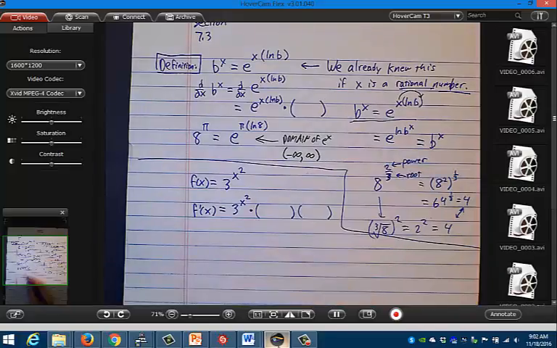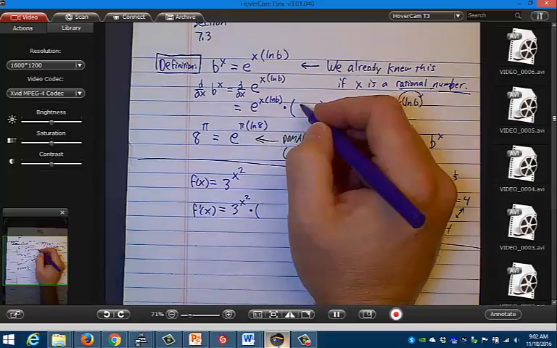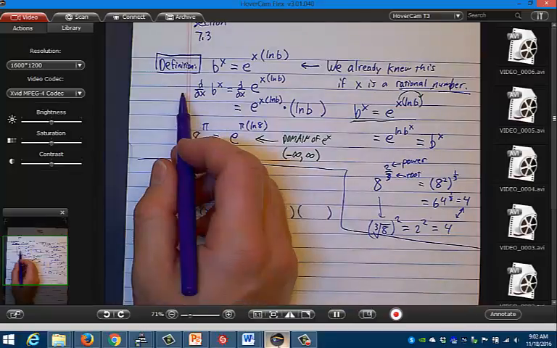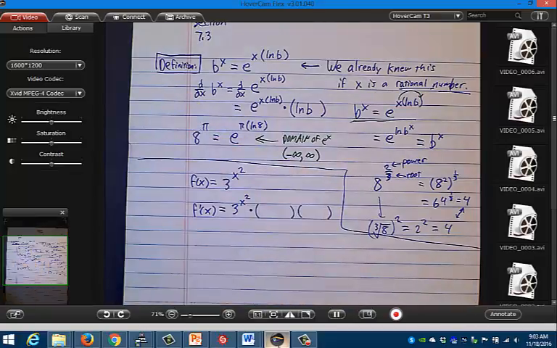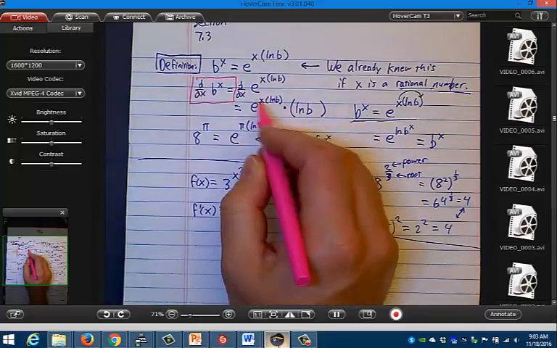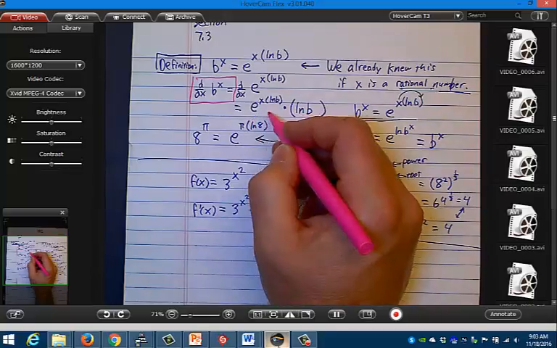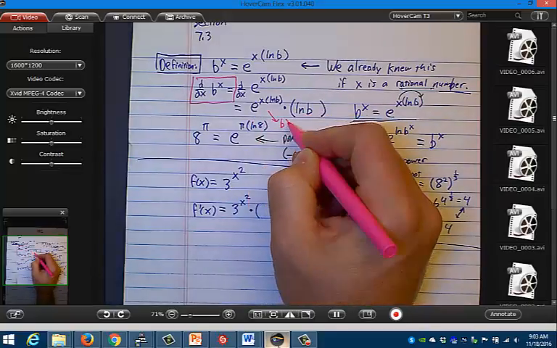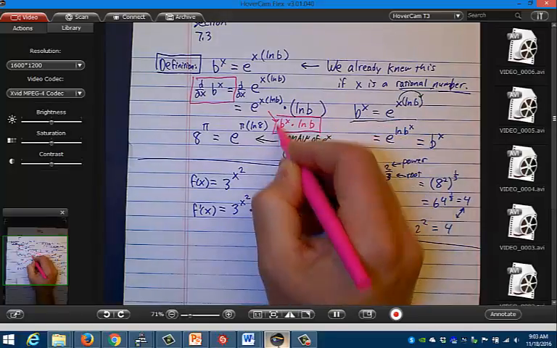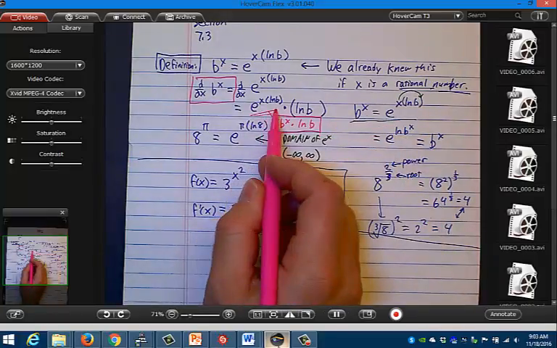No? ln b. Why is it times ln b? Because of the chain rule. You could see it here. So what we did on the worksheet was, I wrote this down. The derivative of b to the x is, and we turned this back into a b to the x times ln b. That was the formula. Because this thing turns back into b to the x.